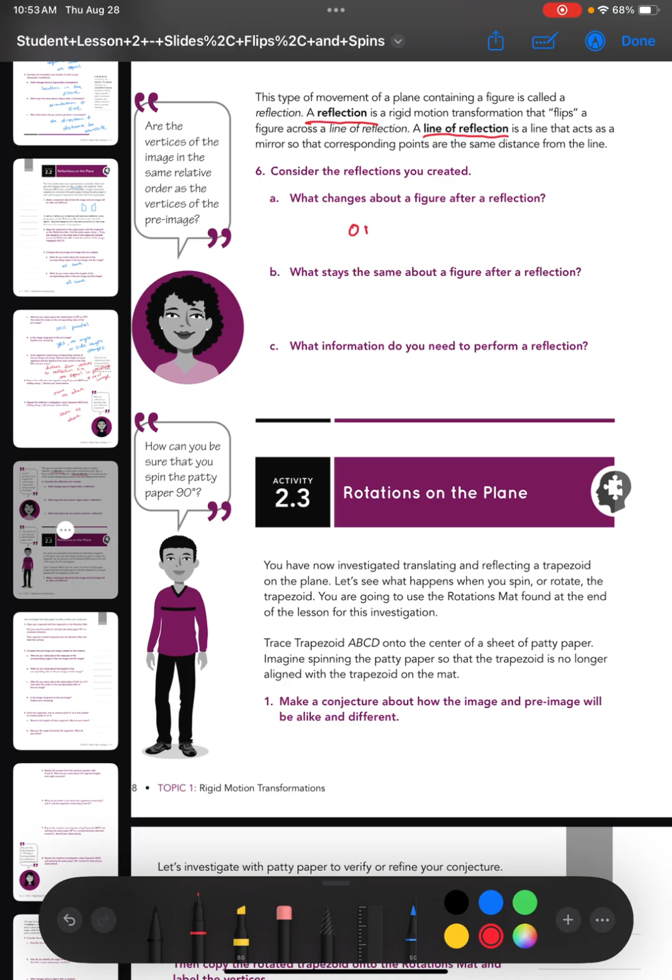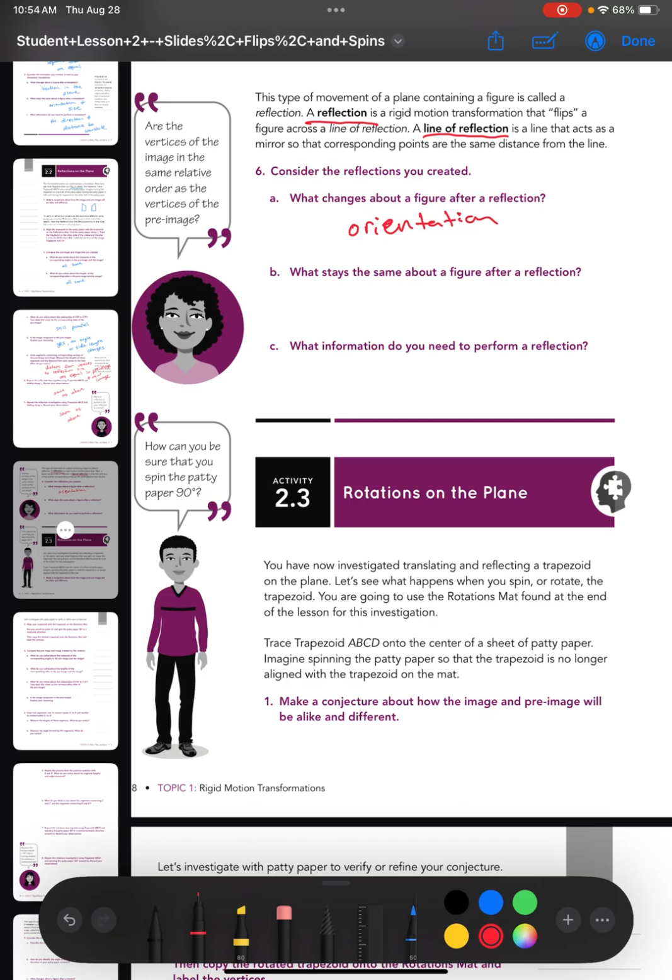Well, it's flipping over, so the orientation is changing. And when you think of, say, your reflection in a mirror, when you hold up your right hand, it looks like your reflection in the mirror is holding up their left hand. So the orientation has been flipped around. It's the same concept here. We're just dealing with images on paper, and that line of reflection on the paper is essentially our mirror.